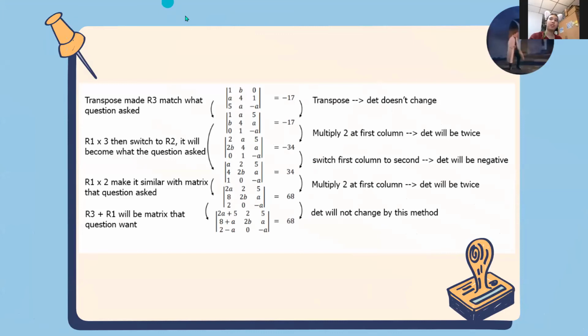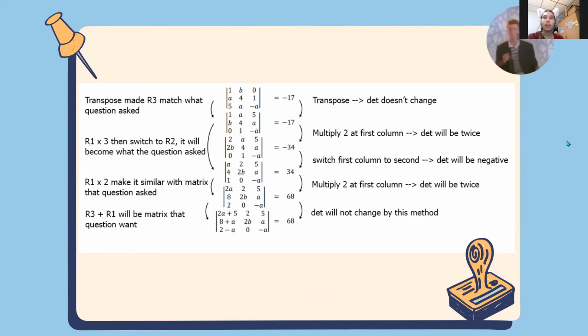So me, myself, Natawat Tuangkwat, will explain how to solve this question. You can see at first we transpose and made R3, or row 3, match what the question asked. And since we transpose, the value of the determinant doesn't change. You can see on the right side, we multiply the first column by 2, the determinant will become twice as much. You can see on the left side on the second row, we multiply row 1 by 3 times, then switch it to row 2. It will become like what the question asked.